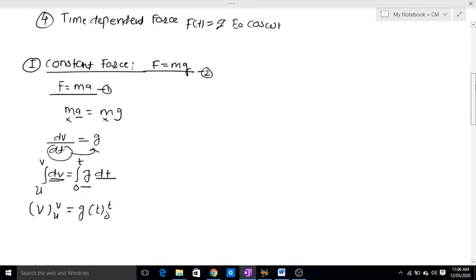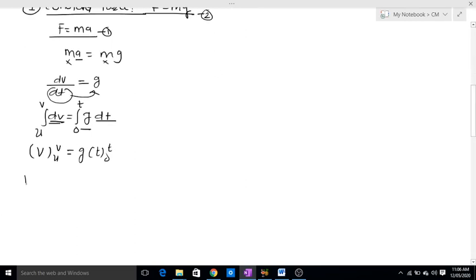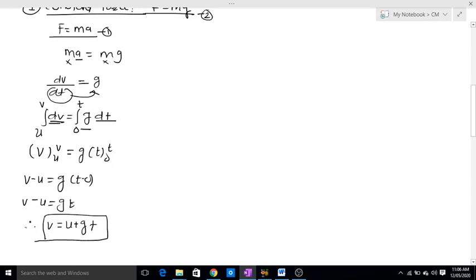Now, you have to put the final and initial limits. v minus u equals g into t minus 0. v minus u equals g into t. Therefore, v equals u plus gt. This is the first kinematic equation which we have derived from the constant force.